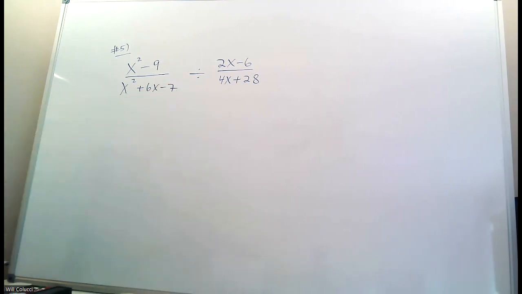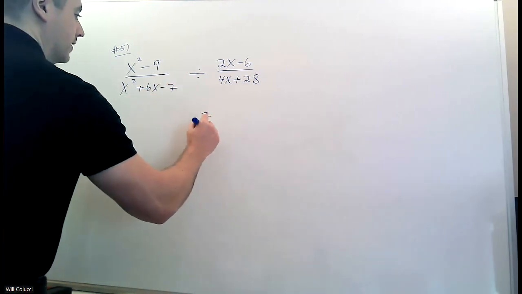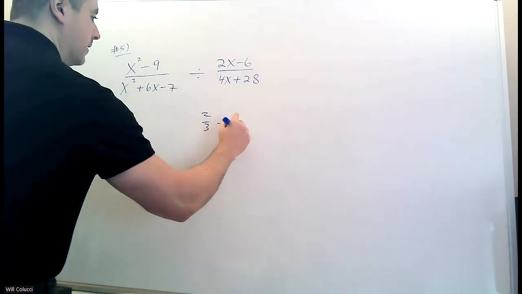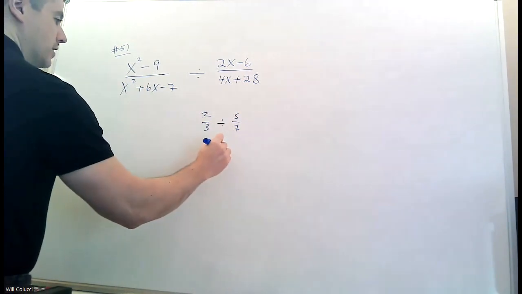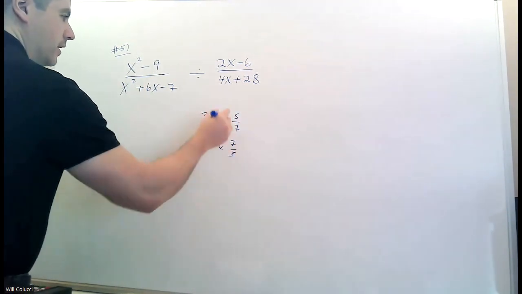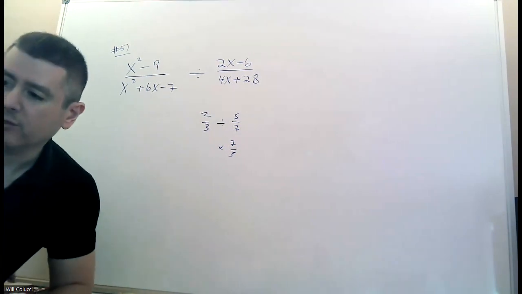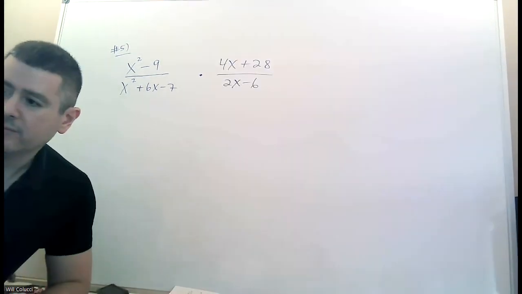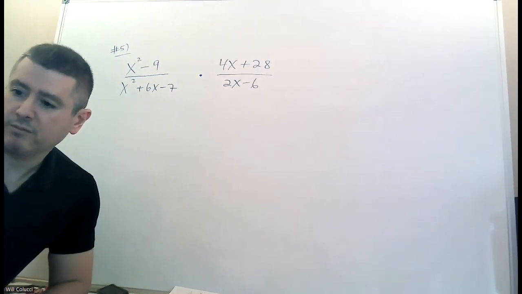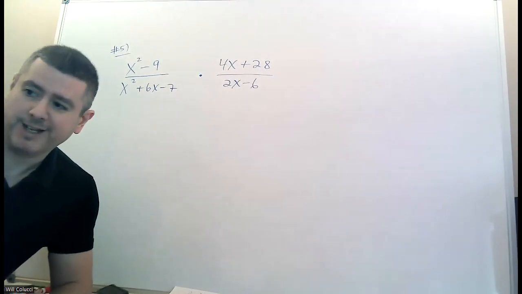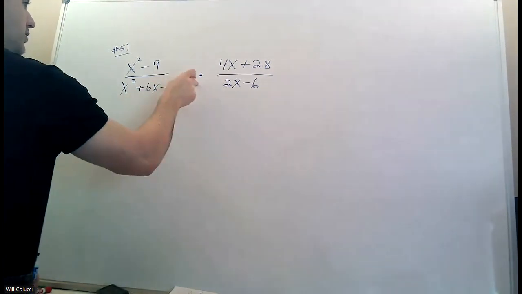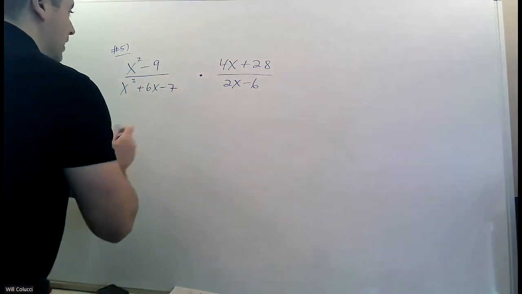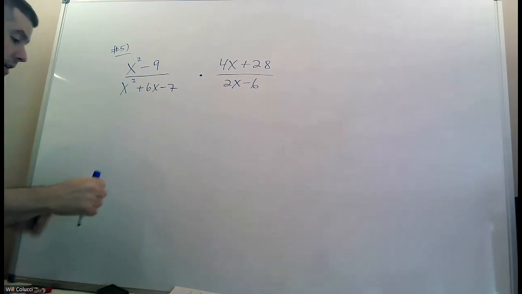So just like the rule, when I did something like this, you keep, change, flip. So I'm going to do the same thing with this one, only through video magic here. So I snap the fingers and the thing is flipped already, right? So I kept it the same, changed this to times, flipped this over. Now, really just factor everything.